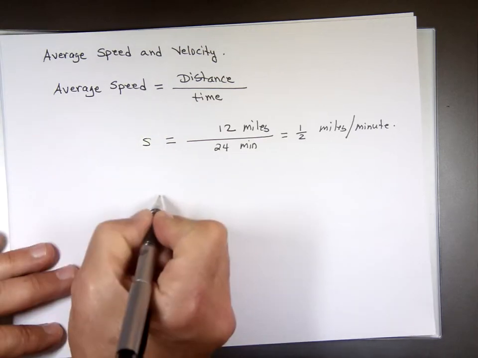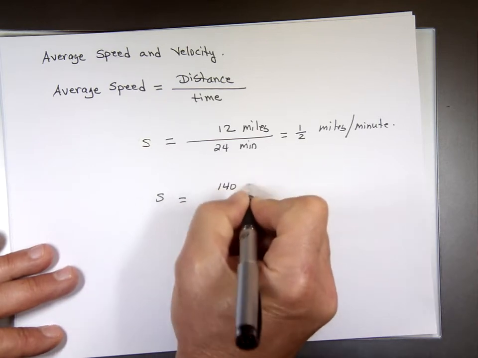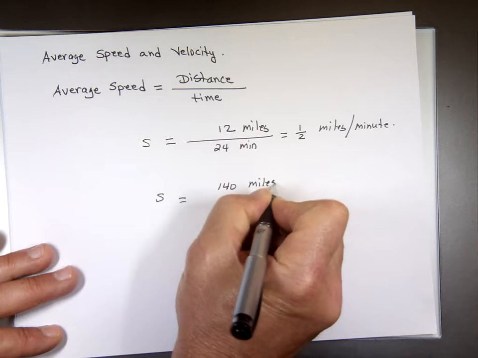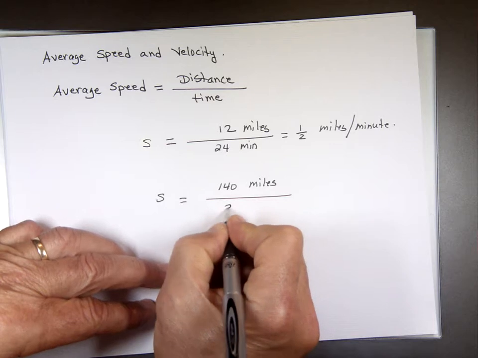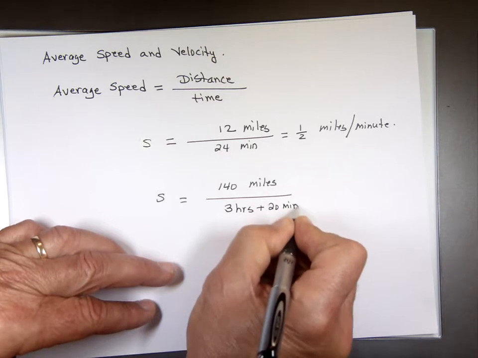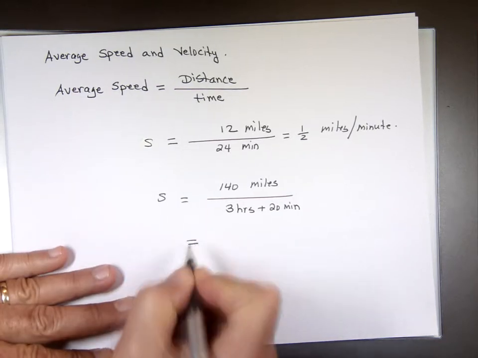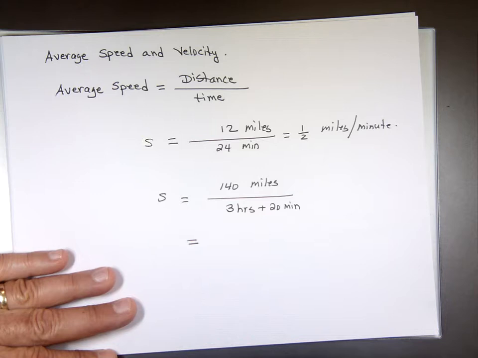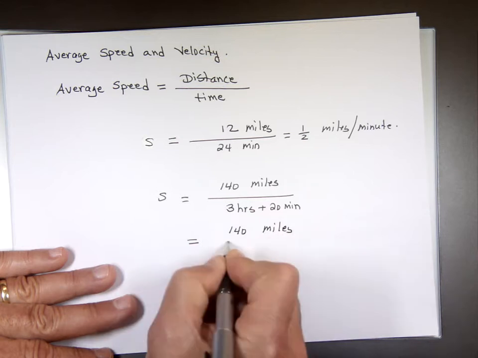Let's take another one. New York City is about 140 miles from us. And let's say it took you 3 hours and 20 minutes to get there. What's your average speed? That's 140 miles. How about time-wise? How many hours did it take you?